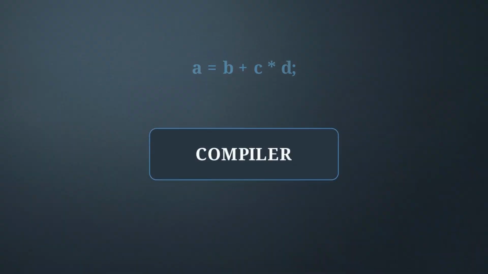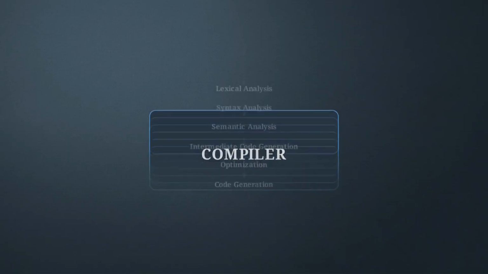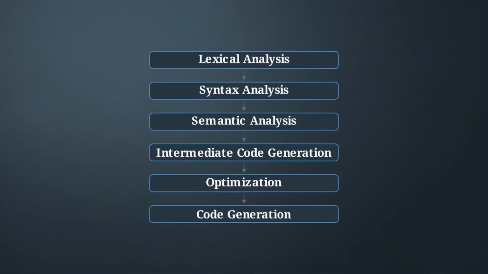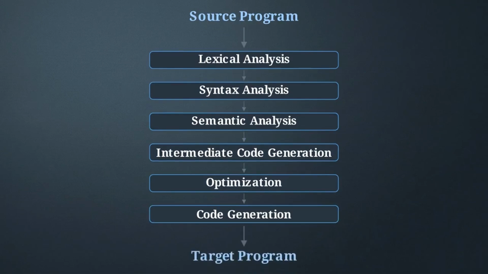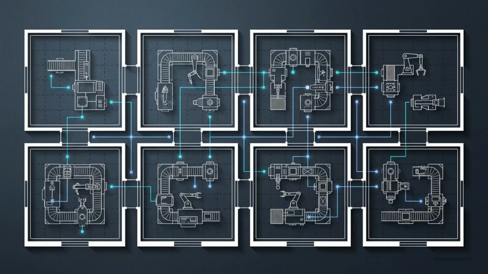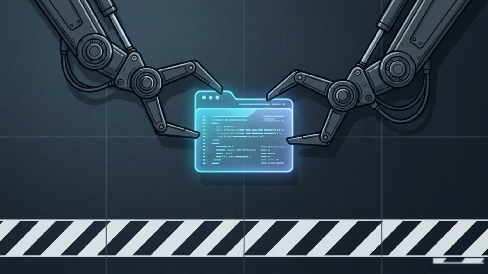High-level code enters a compiler to be processed through a digital pipeline. Looking inside the compiler reveals 6 internal departments. Each one takes the source program and moves it one step closer to the final target program. This is a coordinated system of isolated stages. Every department is responsible for exactly one aspect of the translation before passing the work forward.